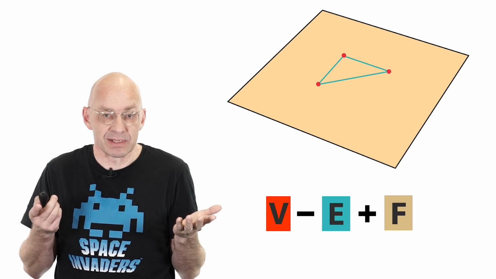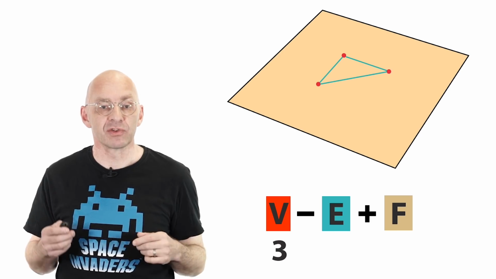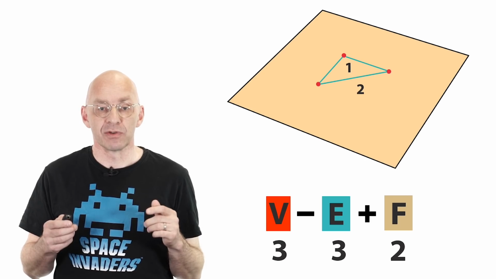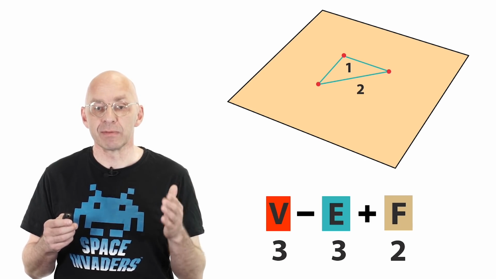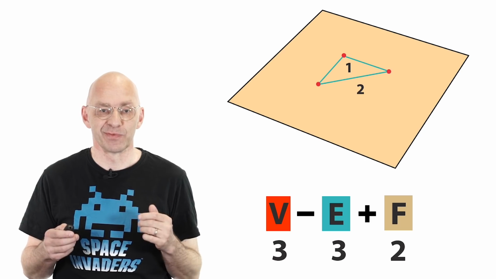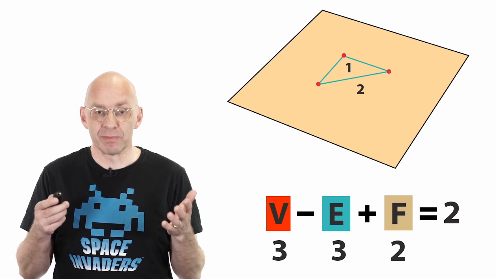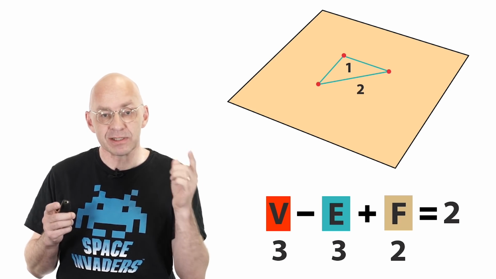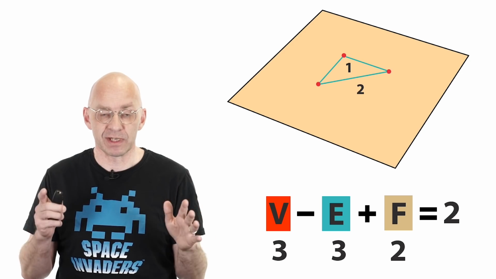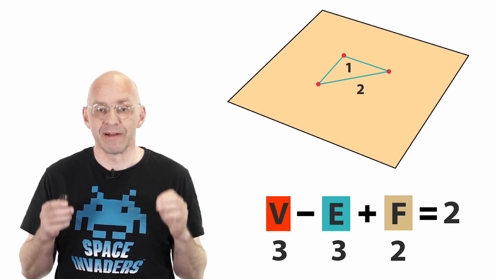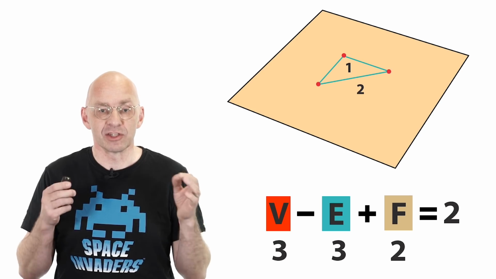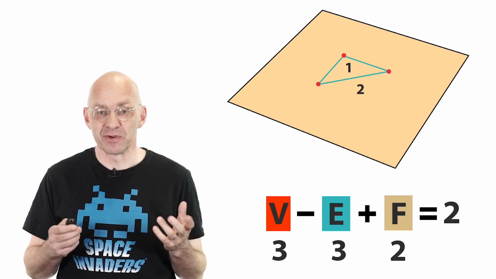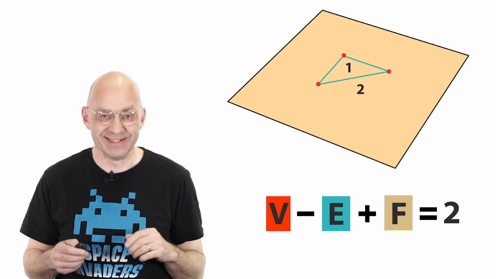And what is the v minus e plus f of the triangle? Well, it has 3 vertices, 3 edges, and 2 faces. And so the v minus e plus f of a triangle is equal to 3 minus 3 plus 2, which is equal to 2. And the exact same argument works no matter which 3D blob, which convex 3D polyhedron we start with. The v minus e plus f for all convex 3D polyhedra is equal to the v minus e plus f of a triangle, and so is equal to 2. Now, that's a very pretty proof, isn't it? A proof that you won't forget for the rest of your life, I hope.